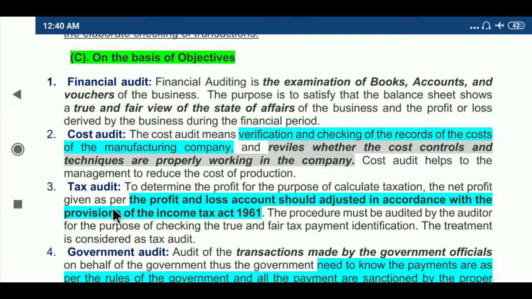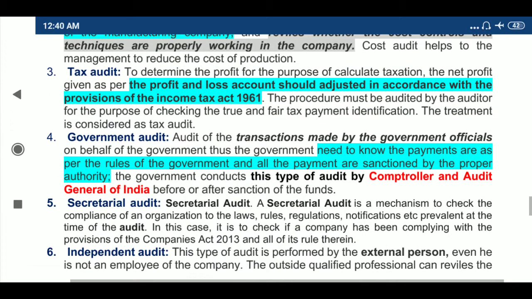Next, third one, tax audit. To determine the profit for the purpose of calculating taxation, the net profit given as per the profit and loss account should be adjusted in accordance with the provisions of the Income Tax Act 1961. The procedure must be audited by the auditor for the purpose of checking the true and fair tax payment identification. The treatment is considered as tax audit.